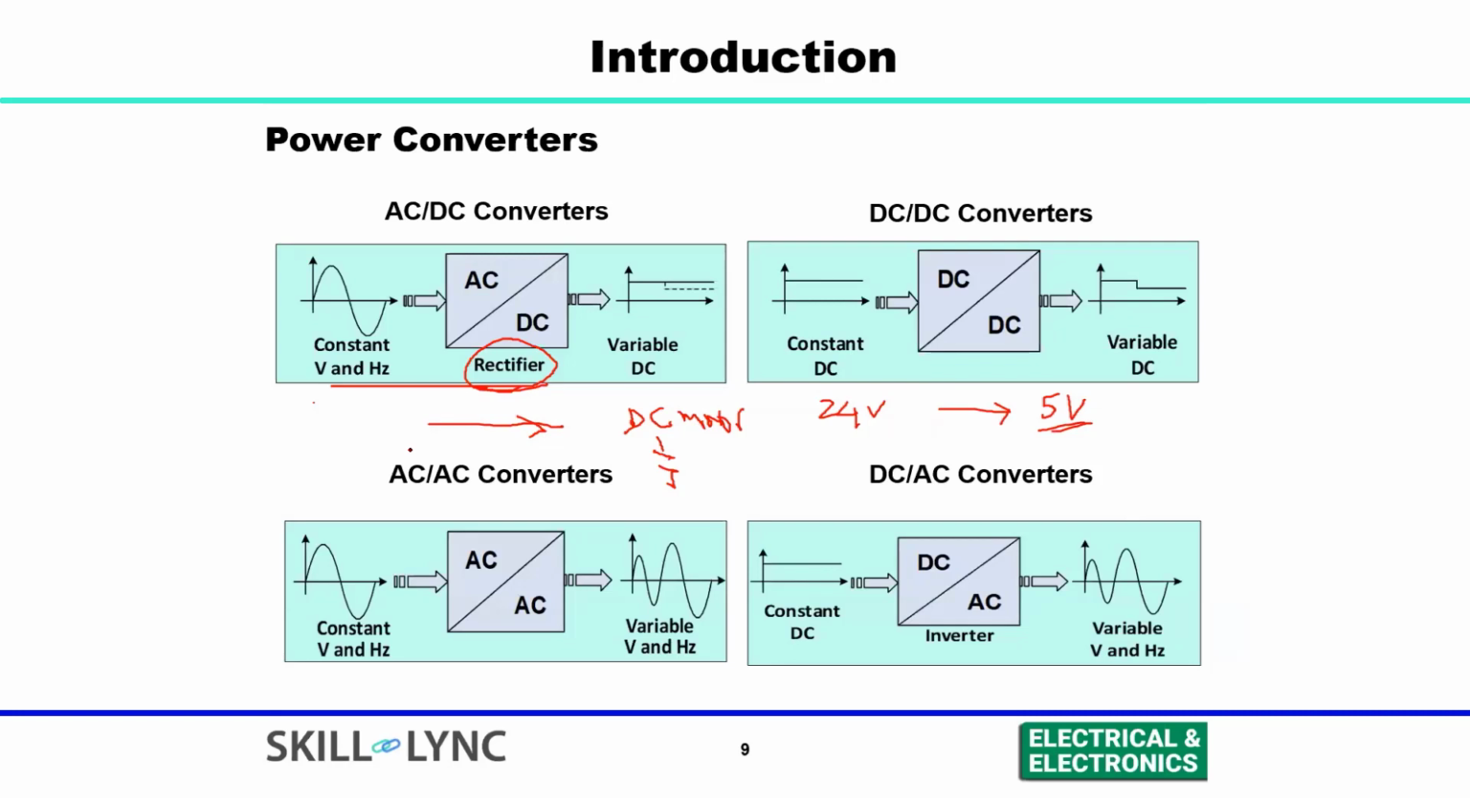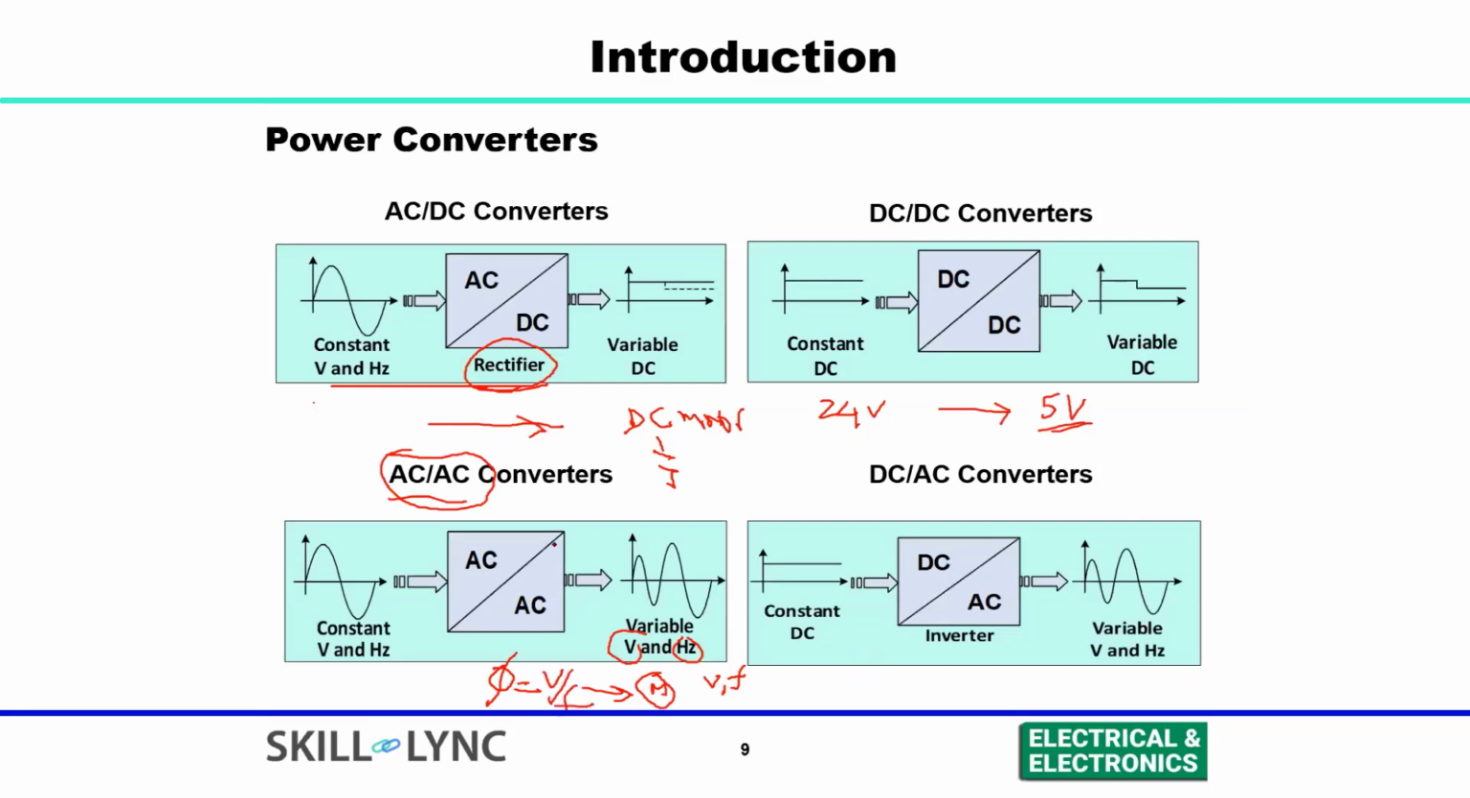And also there are some converters which require AC to AC. Here the waveform type is AC, but in terms of voltage and frequency, they are different. Suppose you see here, this is a constant voltage and frequency waveform, and we pass it through a converter where we require a variable voltage and variable frequency. Suppose you connect an induction motor here, which requires variable voltage and variable frequency, because you need to maintain the flux equivalent to V by F.